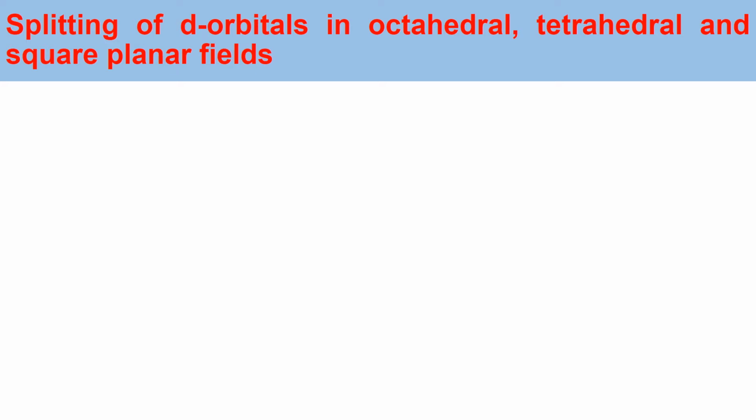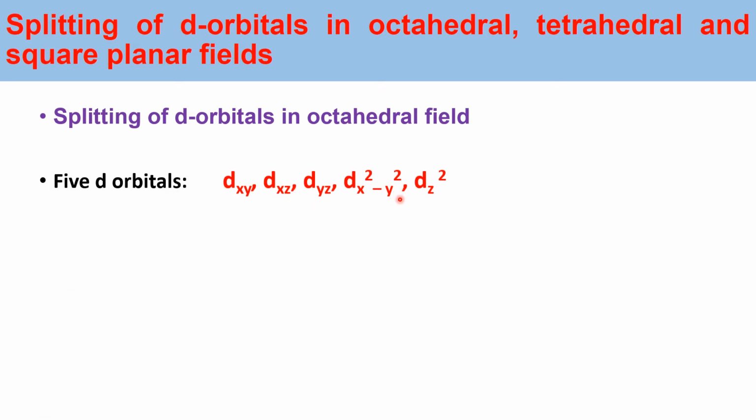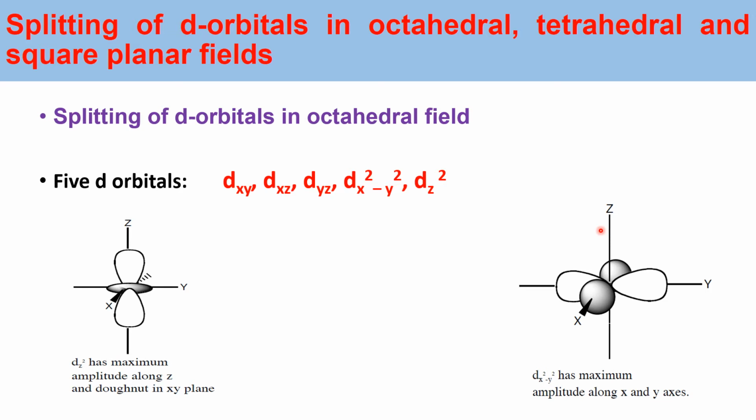We know there are 5 d orbitals, that is dxy, dxz, dyz, dx square y square, and dz square. Here you can see two d orbitals, that is dz square and dx square y square. In the case of dz square, it has a maximum amplitude along the z axis and there is a donut in xy plane. In the case of dx square y square orbital, it has a maximum amplitude along x and y axis.